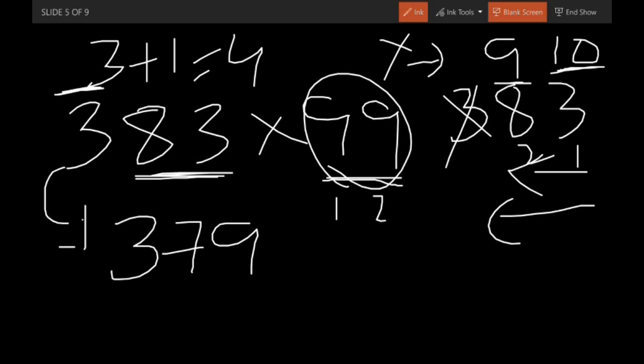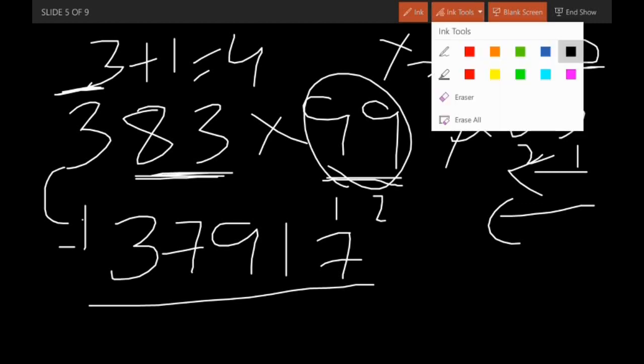Okay, so what are we going to get? 9 minus 8, we are going to get 1. 10 minus 3, we are going to get 7. So the answer is 37917. This is the answer. I know this is a little bit tricky, but when we practice as many problems, it's going to be easy.